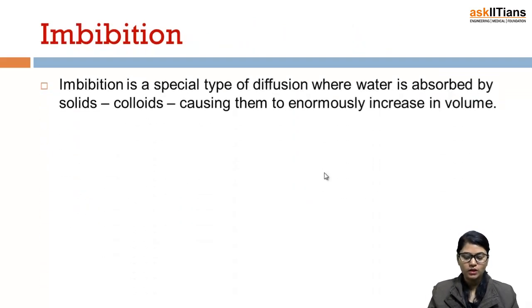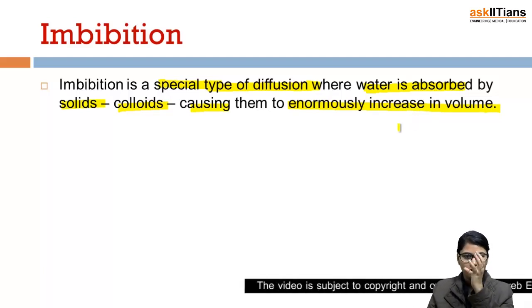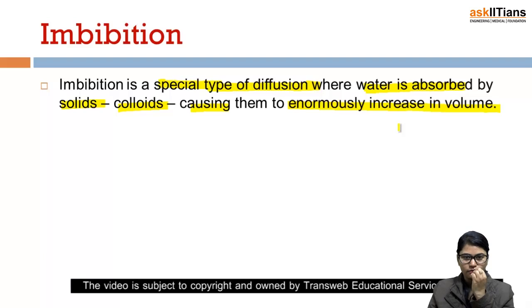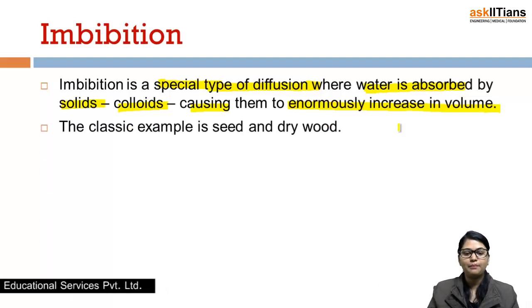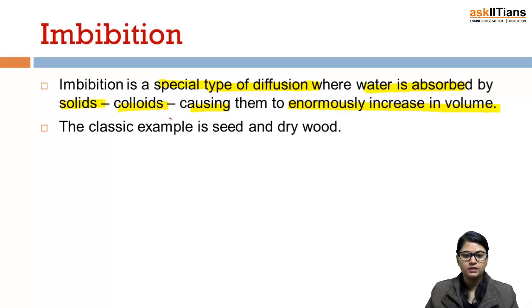Imbibition. The second terminology is imbibition. Imbibition is a specific type of diffusion where water is absorbed by solids and colloids, causing them to enormously increase in volume. So the water will imbibe and the volume will start to increase. The classic examples are seed and dry wood.